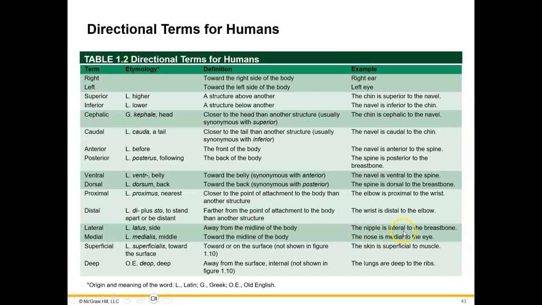The nipple is lateral to the breastbone. That means the breastbone is closer to the midline of the body, and the nipple is toward the sides. The nose is medial to the eye. That means the nose is close to the midline, and the eyes are to the sides of the nose. They're closer to the sides of the body than to the midline. We would say the eyes are lateral to the nose. We would say the breastbone is medial to the nipple. And then the skin is superficial to muscle.